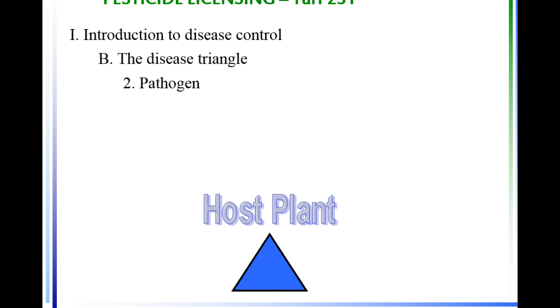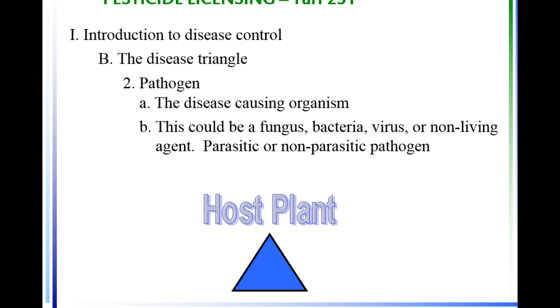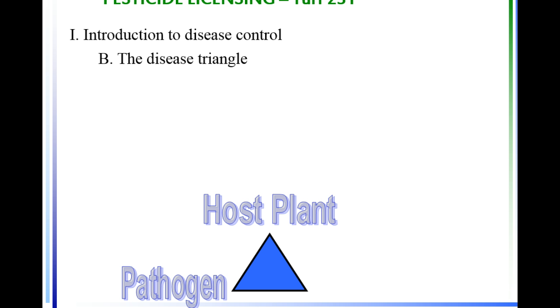Okay, so if we go on to the next part of the disease triangle, we've got a host, now we've got a pathogen. As we look at the pathogen, this is my disease-causing organism. It could be any of the groups I talked about: a fungus, a bacteria, a virus, or a non-living agent. It could be parasitic or non-parasitic, but it's going to be a pathogen that will actually affect this host plant. Okay, so that's 2 out of 3. I don't get infection of a disease until I get all 3 of these points of the triangle.